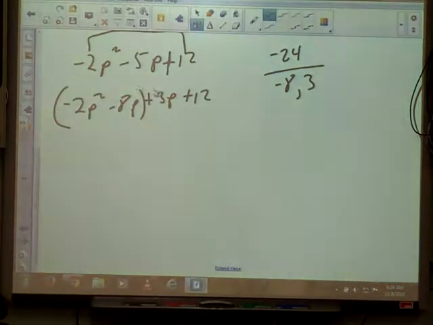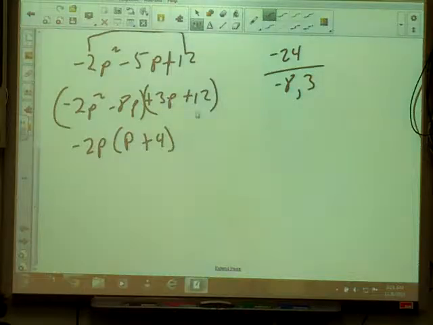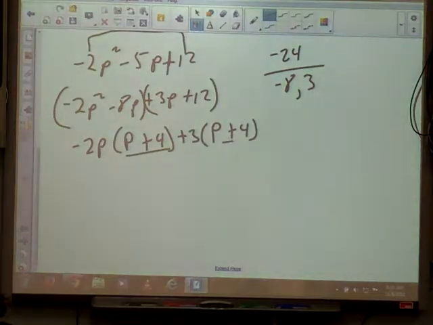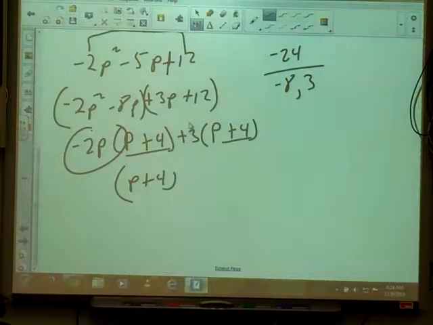It seems like it's going to work. So here I'm going to take a negative 2p out, right? Negative 2p. Yes, ma'am. P plus 4. Here I'm going to take a positive 3 out. P plus 4. So you've got p plus 4 and then negative 2p plus 3.